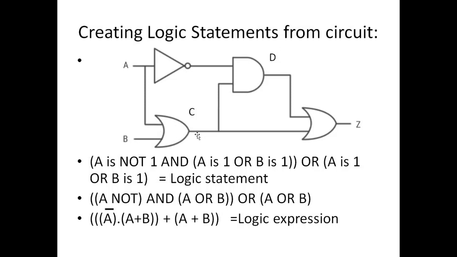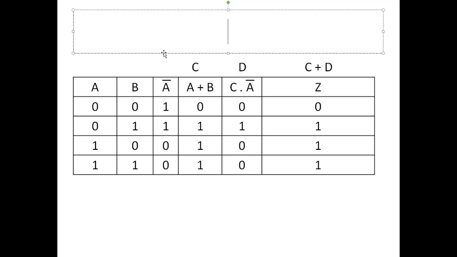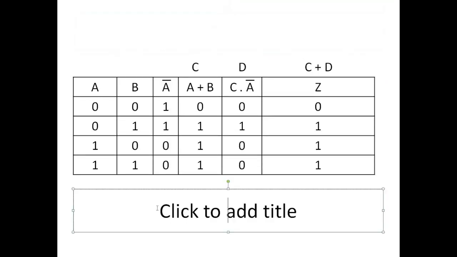Now this D and the output from this C are combined here using an OR gate to find the final output of this circuit, that is Z. So this is C plus D, and how do we solve it? This is C, this is D. Now we'll put our fingers on these two columns and solve it using the rule of the OR gate. 0 plus 0 is 0, 1 plus 1 is 1, 1 plus 0 is 1, and 1 plus 1 is also 1.